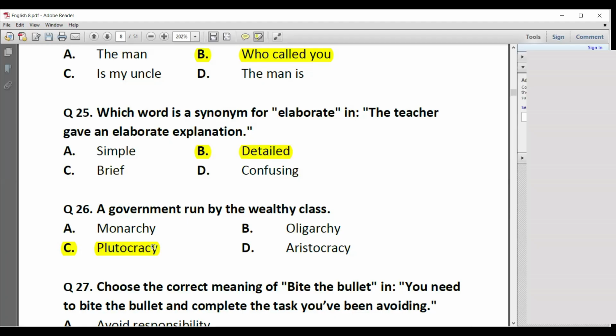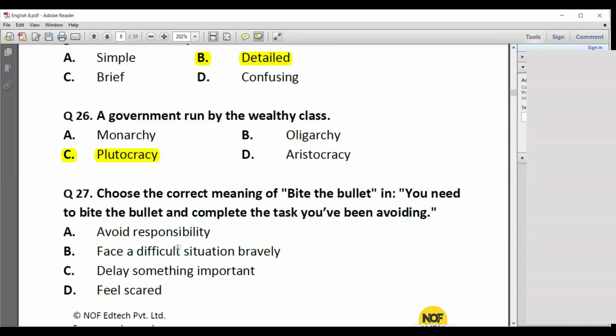Choose the correct meaning of bite the bullet in "You need to bite the bullet and complete the task you have been avoiding." A. Avoid responsibility. B. Face a difficult situation bravely. C. Delay something important. D. Feel scared. The correct option is option B. Face a difficult situation bravely. Bite the bullet as an idiom means accepting hardships courageously.